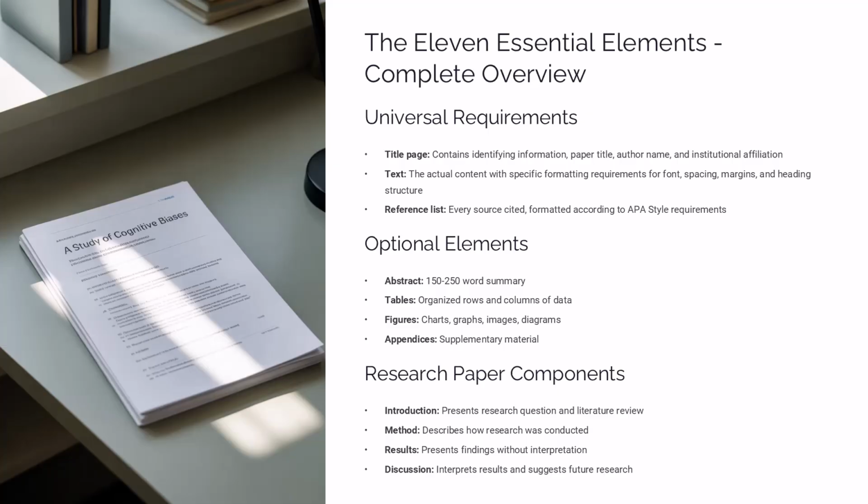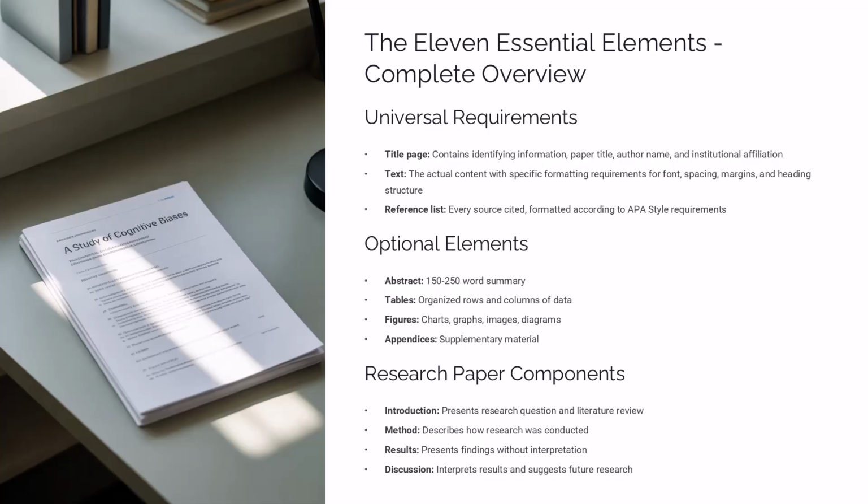The text represents your actual paper content, your introduction, body paragraphs, and conclusion. While this seems obvious, the formatting requirements for text are specific and detailed. Your text must follow APA-style guidelines for font, spacing, margins, paragraph indentation, and heading structure. The text is where you present your arguments, analyze evidence, and develop your scholarly contribution.